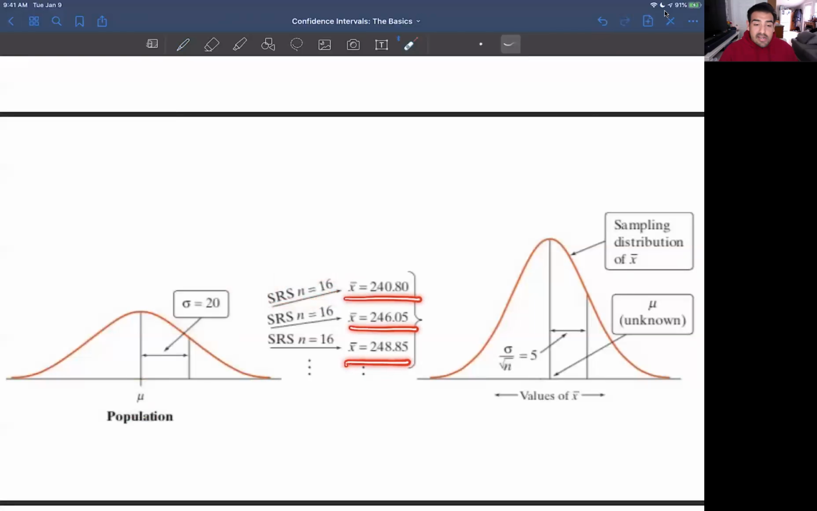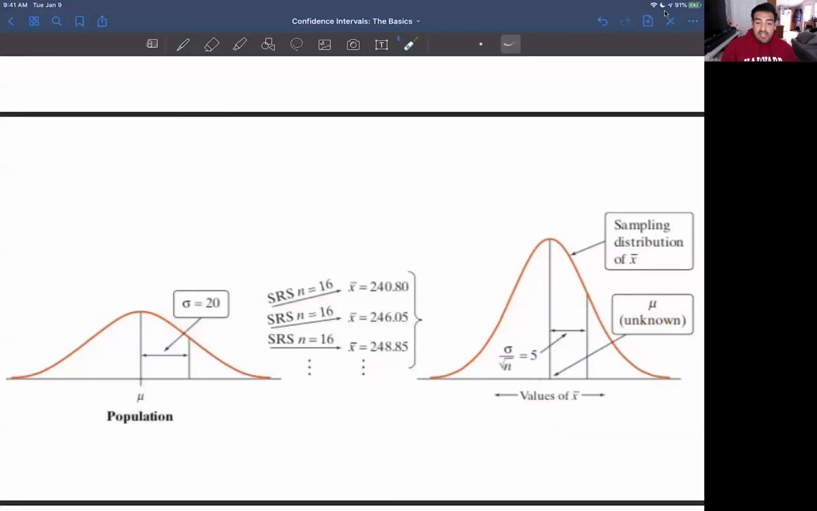All right, here's 3 different examples. But based off of taking one of those samples, I can create a sampling distribution. Here's a sampling distribution on the right. Technically, this is for X bar. Remember, the true center of this sampling distribution is the true population parameter, which to us right now is unknown.